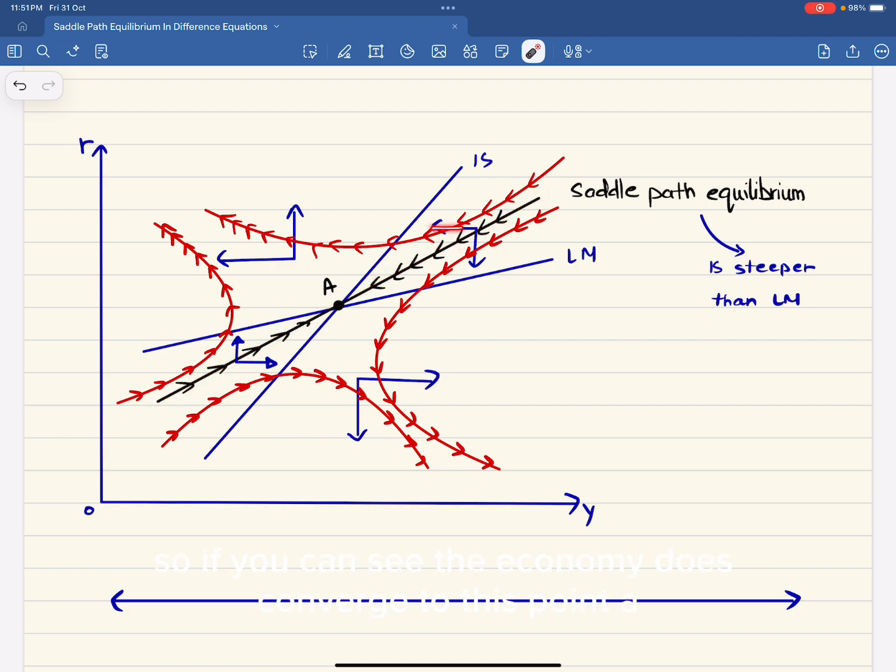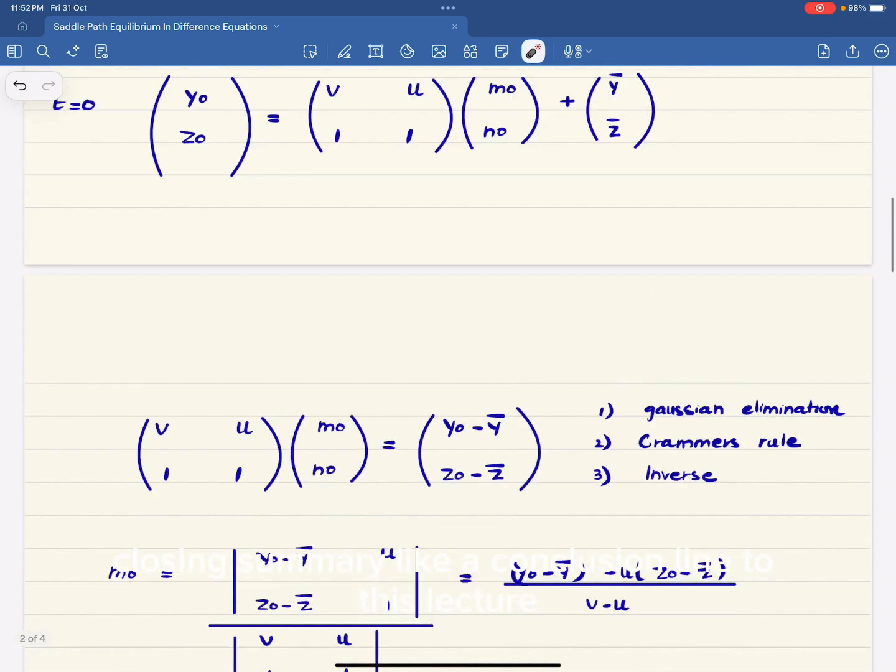So if you can see, the economy does converge to this point A, only if it's on the saddle path. Otherwise, it's kind of diverging away from the equilibrium. So it's diverging away from the equilibrium over here as well. So like this, like this. So the saddle path is a unique path where the economy easily converges to an equilibrium. Otherwise, it won't. So I'm just going to give a closing summary, a conclusion to this lecture.